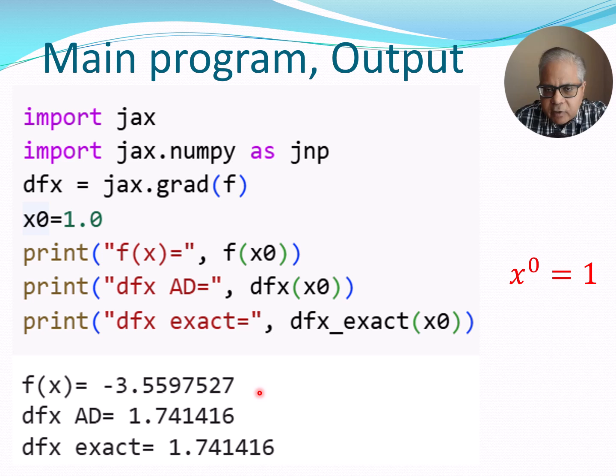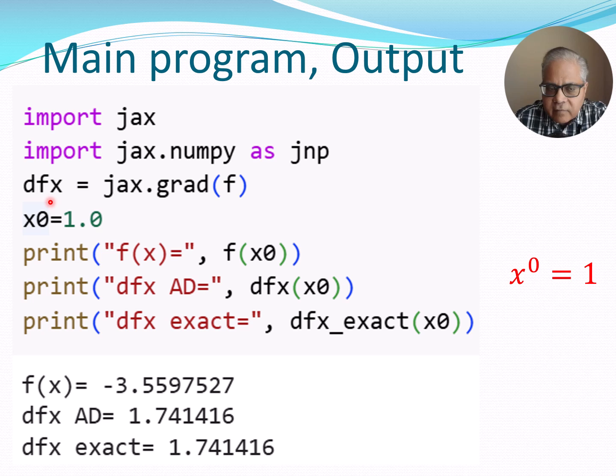Now this is the main code, which essentially is going to invoke the function which we are going to use. So we first have to import JAX, and then we have to import jax.numpy as jnp. Now at this point, this particular line of code is extremely important. JAX has this built-in function called grad.